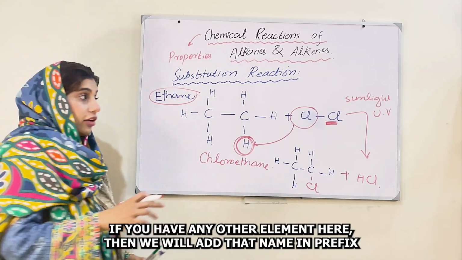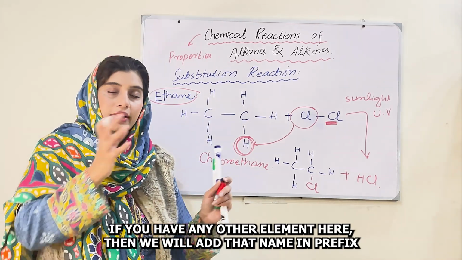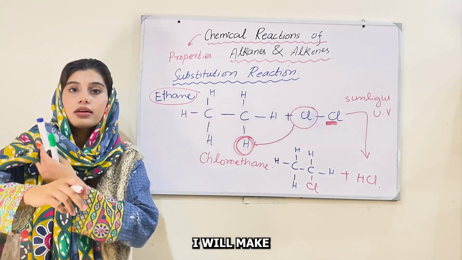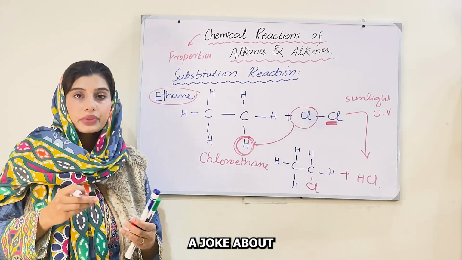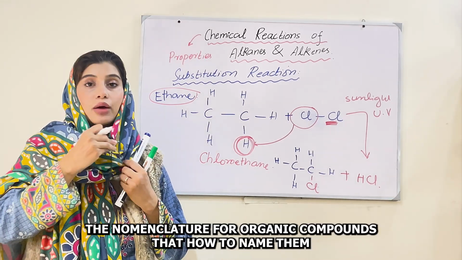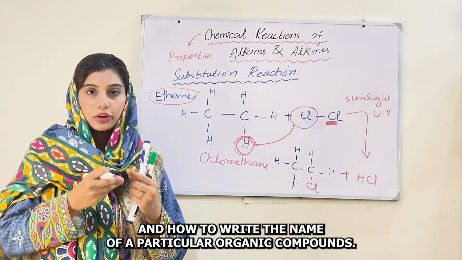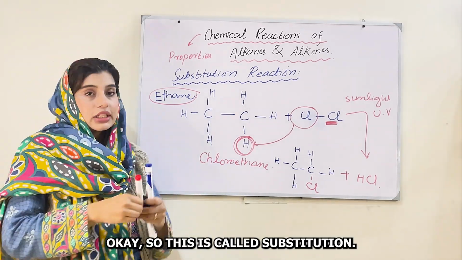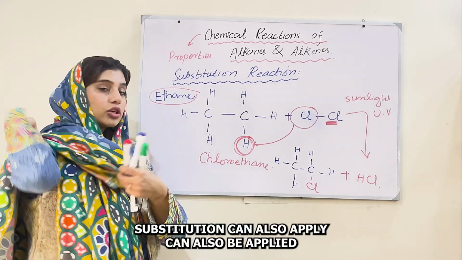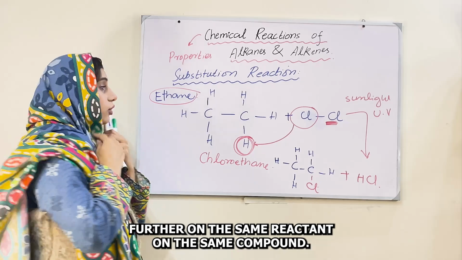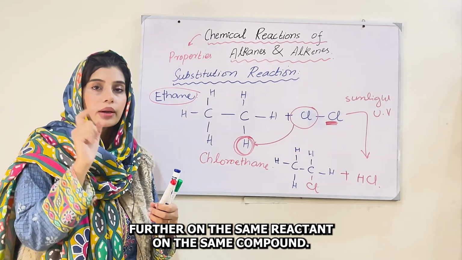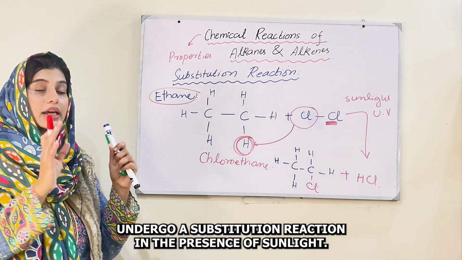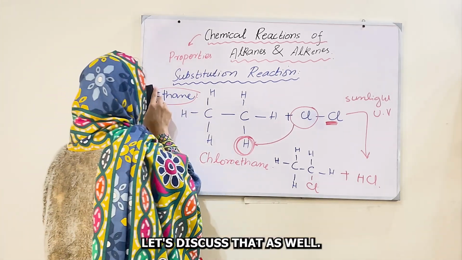Clear this point? If we have any other element here, then we will add that name as a prefix, and the next name will be this. I will make another video in which we will talk about the nomenclature of organic compounds, how to name them and how to write the name of a particular organic compound. Clear this thing? Okay, so this is called substitution reaction. Substitution can also be applied further on the same compound. For example, chloroethane will again undergo a substitution reaction in the presence of sunlight. Let's discuss that as well.